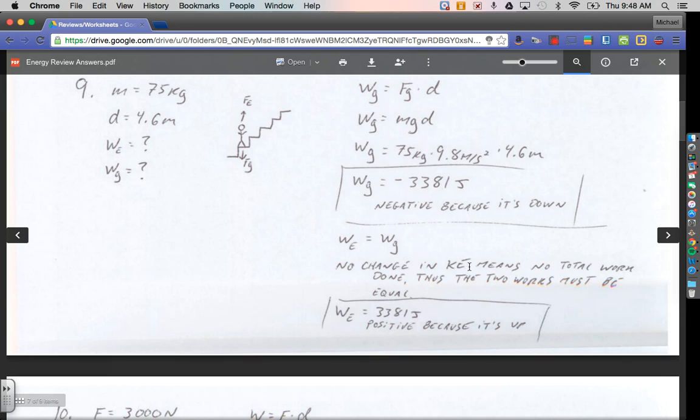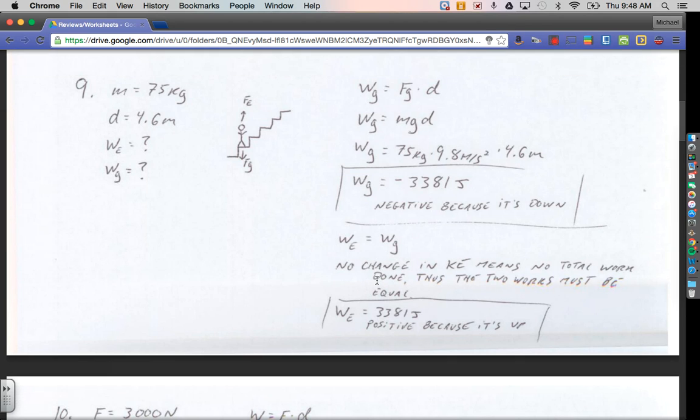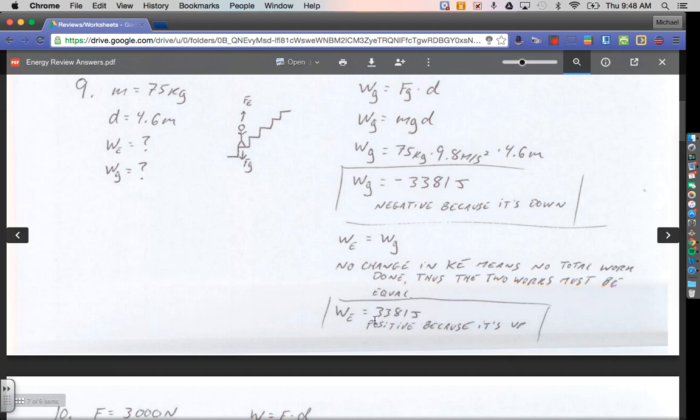And by the way, no change in kinetic energy means no total work done. Thus, the two works must be equal and opposite. That's a little precursor to the work energy theorem, which says the total work done on you is equal to your change in kinetic energy. Or basically, if you do total work, you have a change in speed. You don't have a change in speed. You're moving at a nice constant speed there. So there's no total work done. They have to be equal to each other, but in opposite directions, so negative and positive.